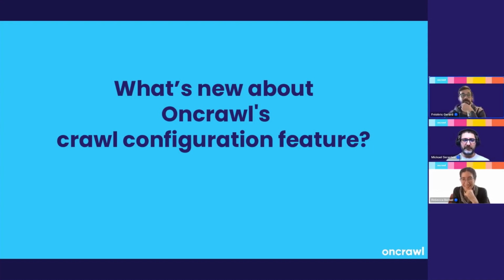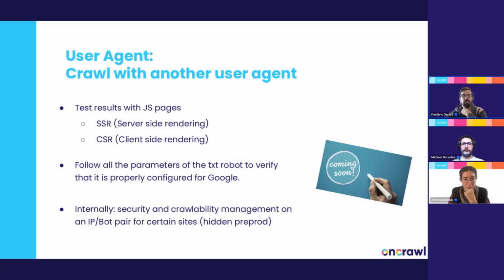Yes, thanks. Let's go for another new announcement of how Crawler is setting up a new option with the user agent. So the user agent, to explain it quickly, plays the role of a client in a client-server system. In fact, this option allows you to test how your site will be interpreted by the browser. So you can use it to test the result for JS rendering. You can follow parameters for robots.txt.